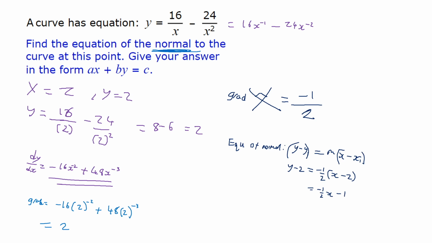And then for this example, it's in the form ax plus by is equal to c. So let's put x on the other side. So we're left with a half x plus y minus 2 is equal to 1 minus 1. And then put the minus 2 on the other side. So therefore, a half x plus y is equal to 1. And that is our final answer.